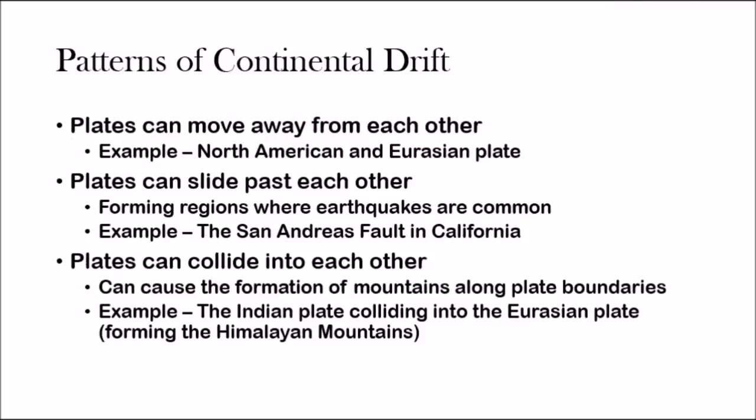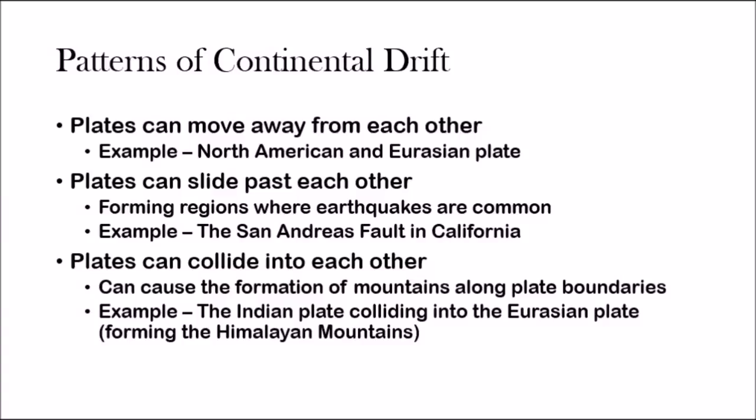Now, there's three patterns of continental drift. The first pattern is when plates move away from each other. This can be seen between the North American and the Eurasian plate, and that's why we have islands like Hawaii. There's also when plates slide past each other. This usually forms regions where earthquakes are common. You can see that at the San Andreas Fault in California.